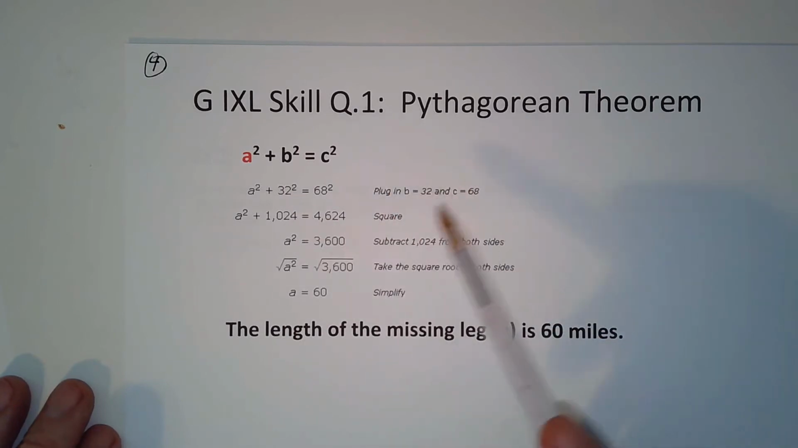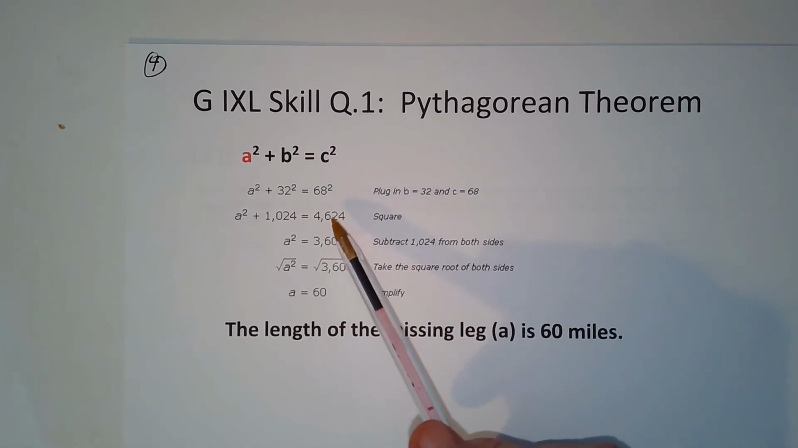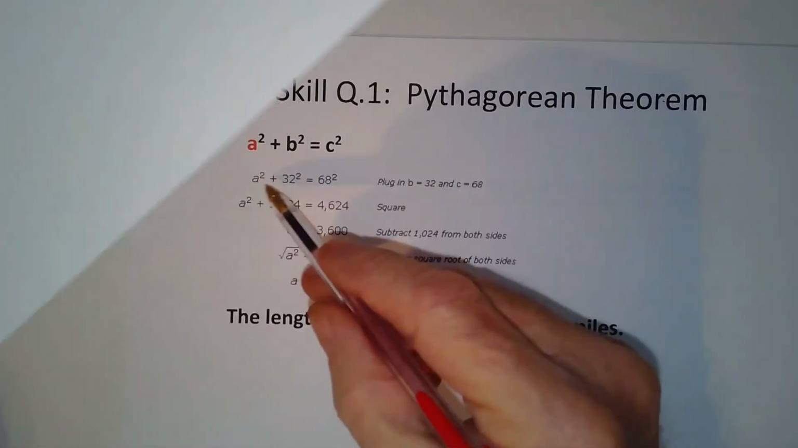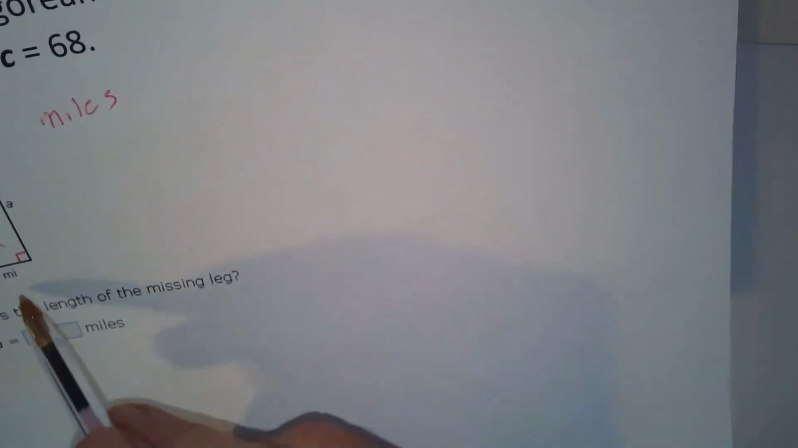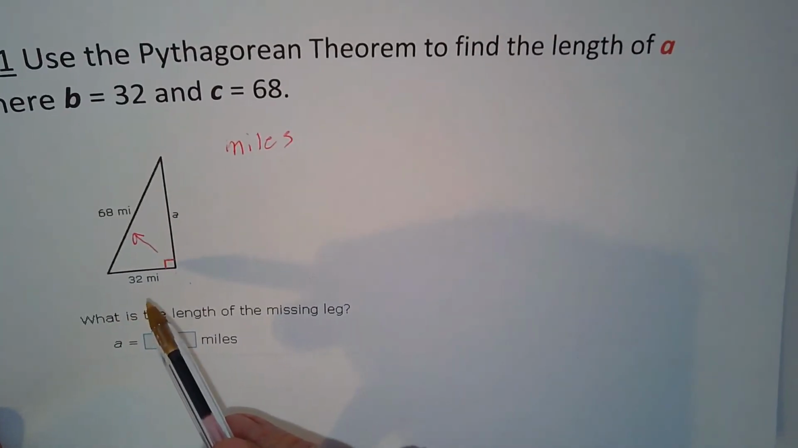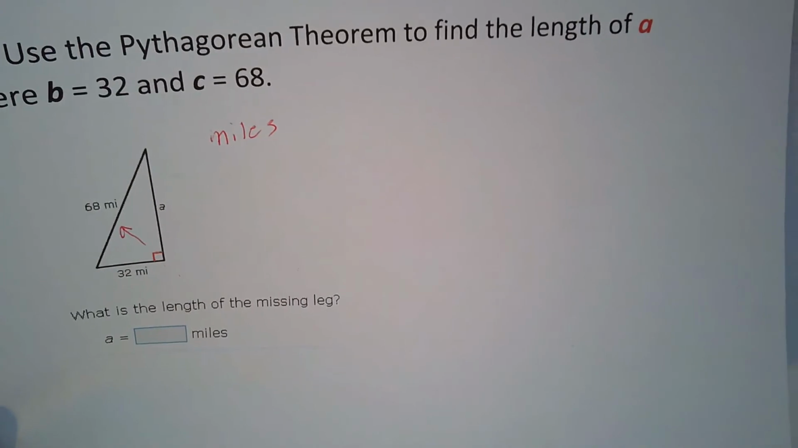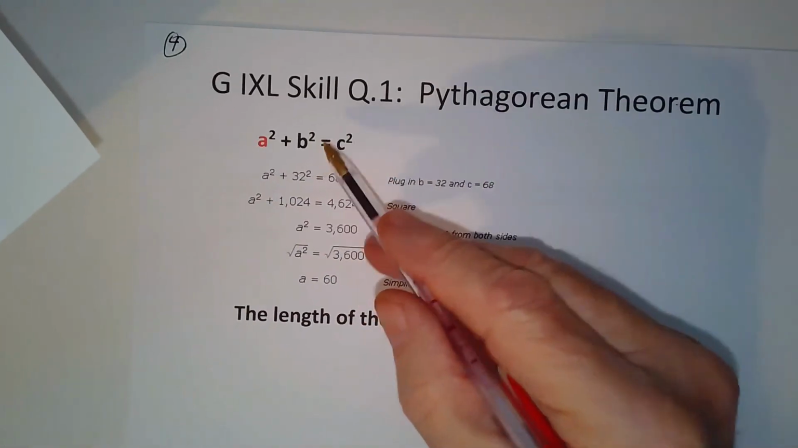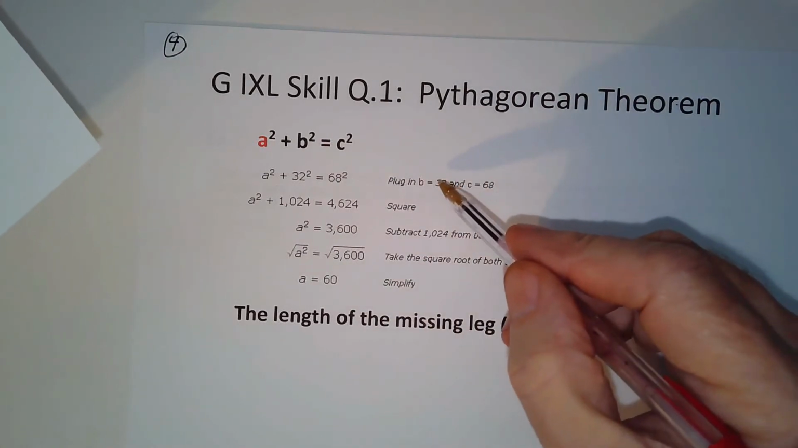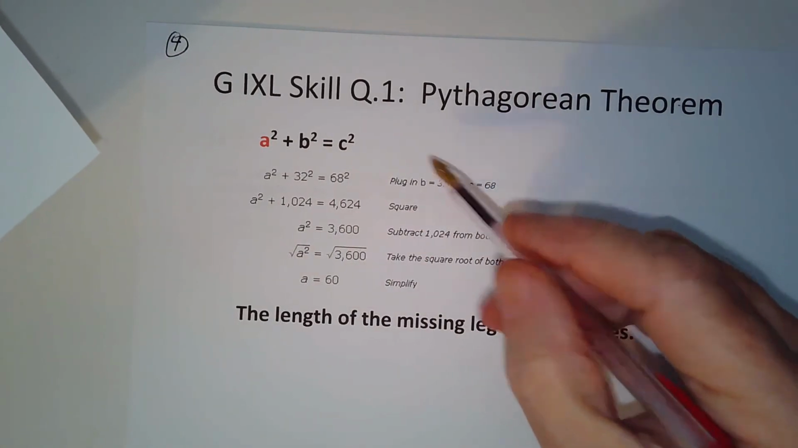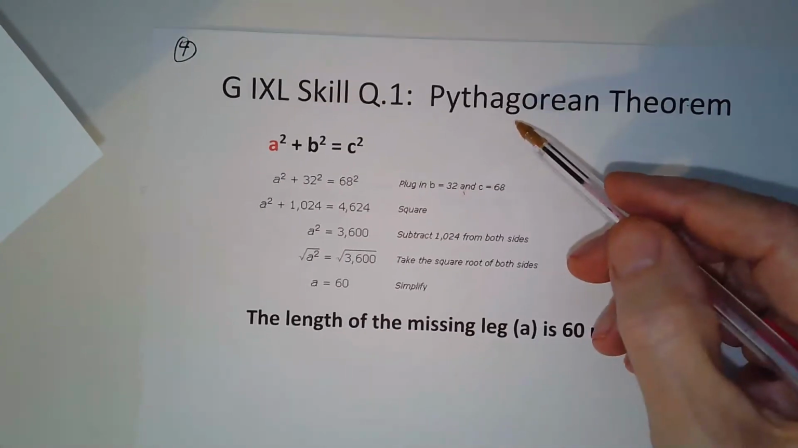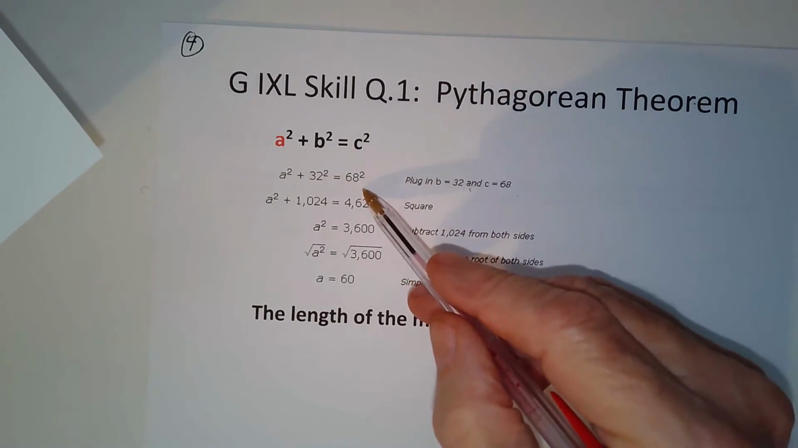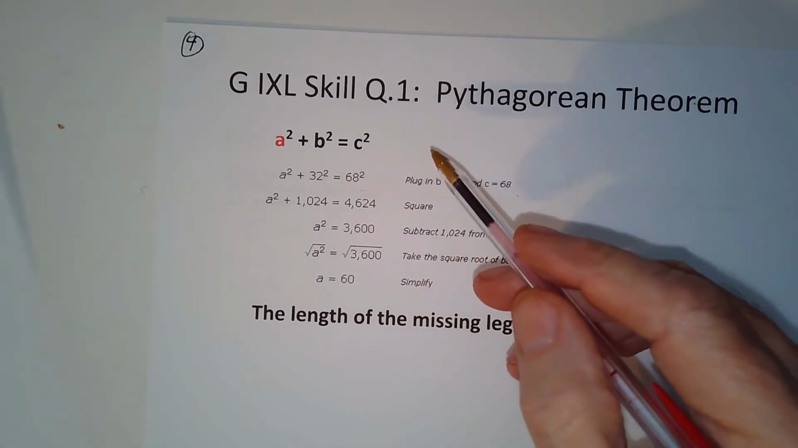All right. So now what we're going to do is, we know that A is the unknown. So we're going to leave A as A squared. So our B has to be, the only thing it can be is the 32, because C is always the hypotenuse, and that's the 68. So I'm going to replace B with 32, and that's what I've done here. And then I'm going to replace C, the hypotenuse, with 68. And so that's what I've done here. And remember, these are going to be in miles, okay?